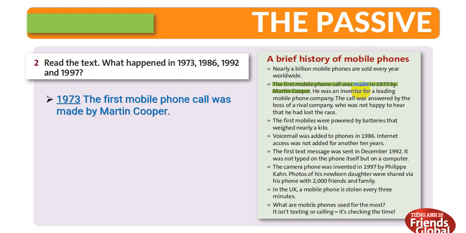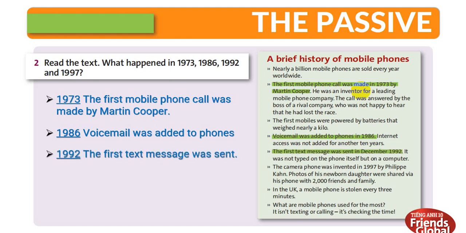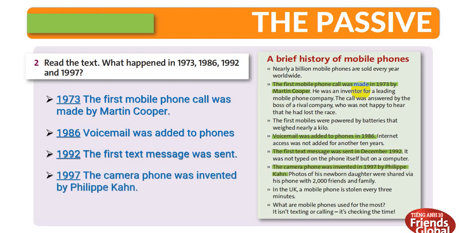In 1973, the first mobile phone call was made by Martin Cooper. In 1986, voicemail was added to phones. And in 1992, the first text message was sent. And in 1997, camera phones were invented by Philip Kahn.